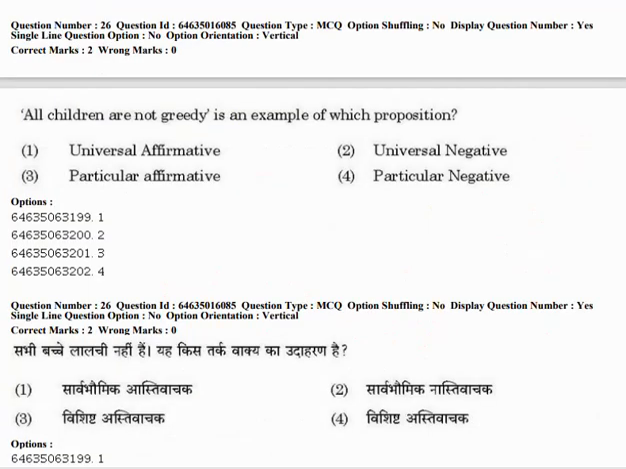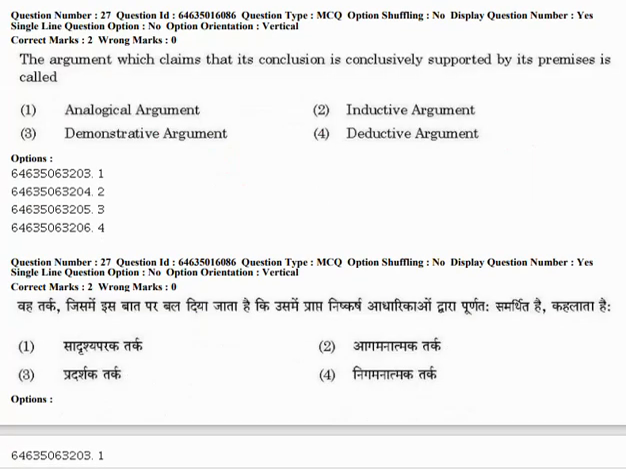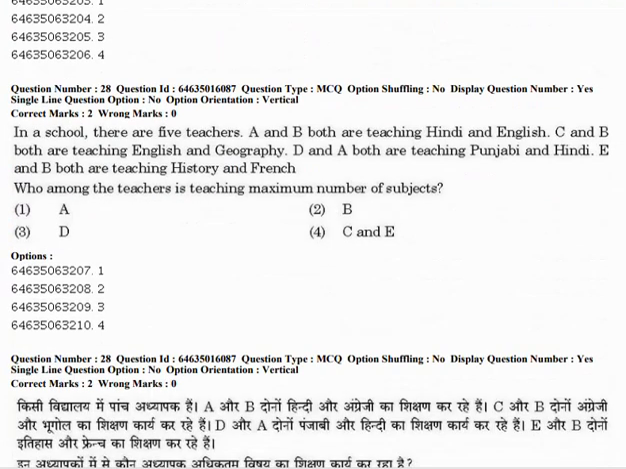All children are not greedy is an example of which proposition? Universal affirmative, no. Universal negative, no. Particular affirmative, no. It is particular negative. Argument which claims that the conclusion is conclusively supported by premises is called analogical argument, no. Inductive argument, no. Demonstrative argument, no. It is deductive argument.